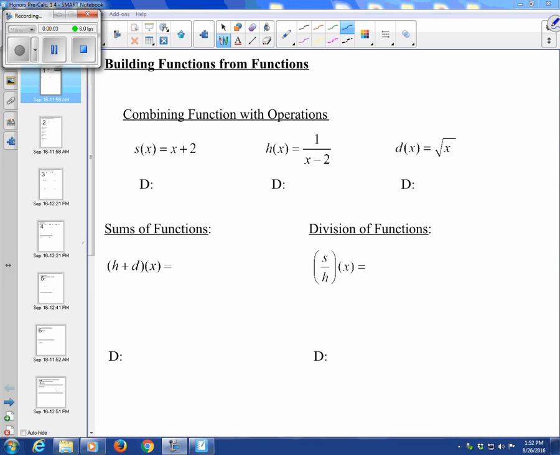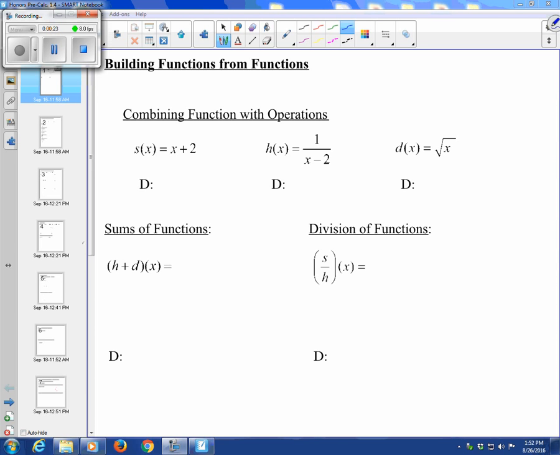Alright guys, so this is our Flip the Classroom lesson on building functions from functions. And when we're talking about building functions from functions, basically what we're doing is taking an initial set of functions and creating new functions by combining the equations that define the initial functions.